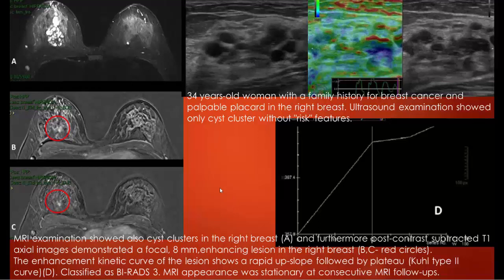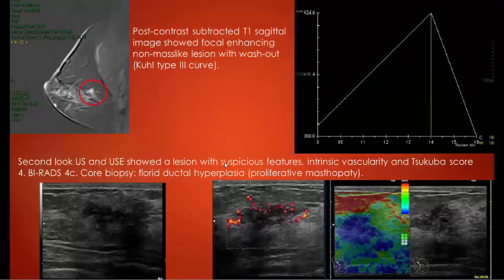This is family history of woman with cancer, bilateral, right breast, ultrasound show only cyst cluster without risk factor. MR show cyst cluster in the right breast, post contrast cyst cluster. In T1 with contrast, focal 8 mm enhancing lesion in the right breast. Enhancement kinetic curve show rapid upslope followed by plateau, classified as BI-RADS 3, stationary in course in follow-up by MRI.